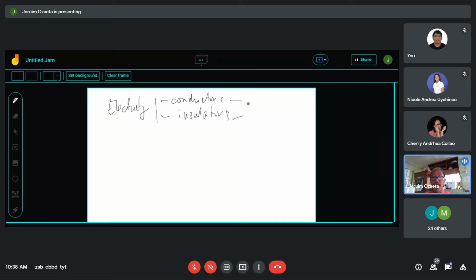Conductors have more free electrons. Insulators have no free electrons. Why is this so? Why is this so?